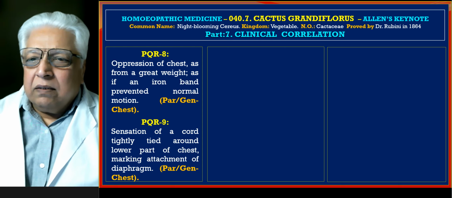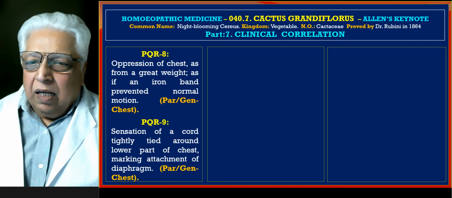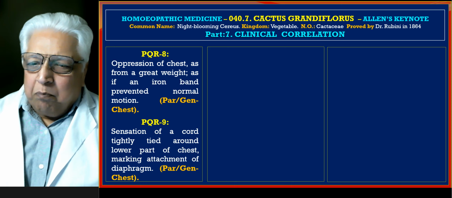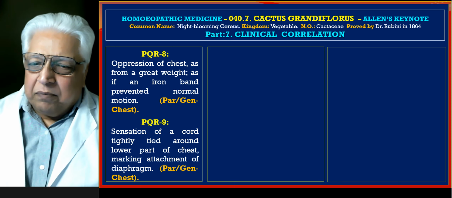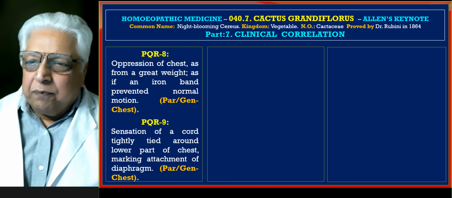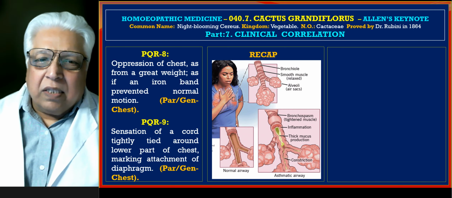PQR8, operation of the chest as from a great weight, as if an iron band prevented normal motion. And PQR9 tells us that sensation of a cord tightly tied around lower part of chest, marking the attachment of diaphragm. At the point of diaphragmatic attachment, that is where the patient feels great stress or pain or constriction in the chest. So let us recap.